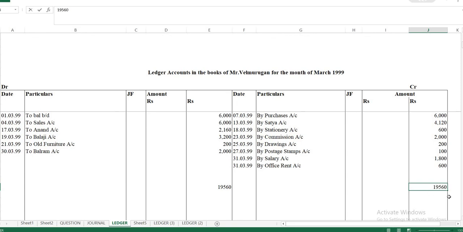Only 19,560 you have to mention. Okay, whichever is the higher amount, that is what you have to write. Now 19,560 is on this side, and on the other side you have 15,420 only. So subtract the two: 19,560 minus 15,420, you will be getting 4,140. Okay, so on this side there is no shortage; on the side where there is a shortage, that is where we have to write it.